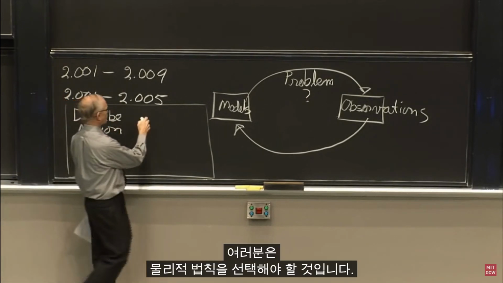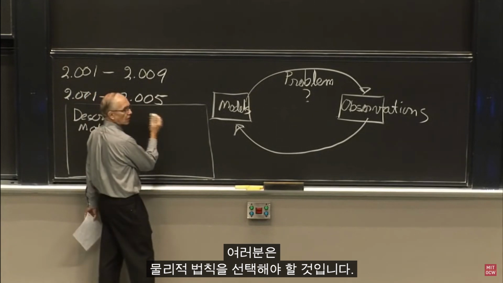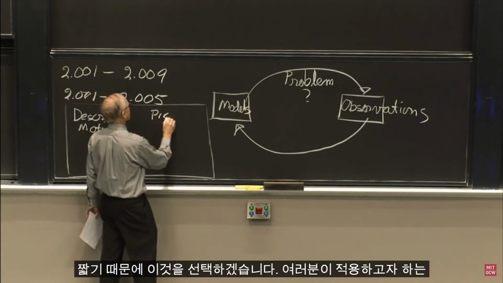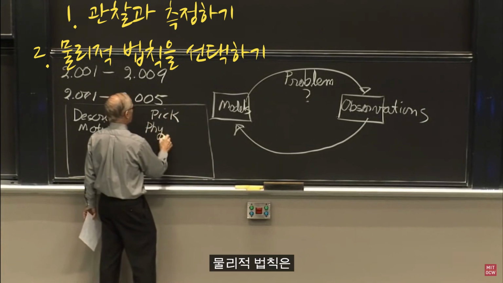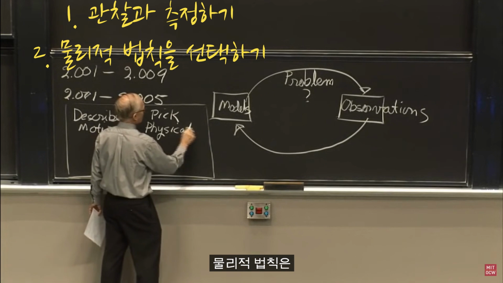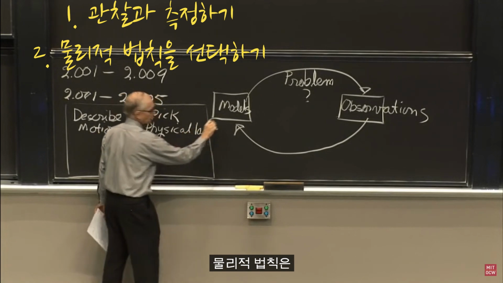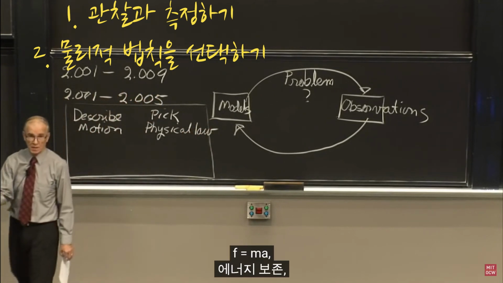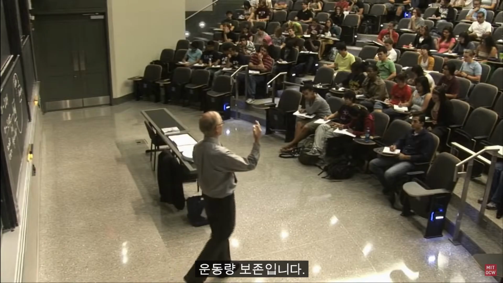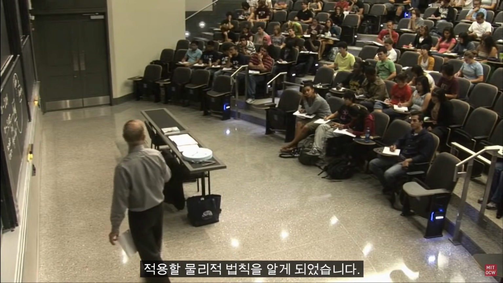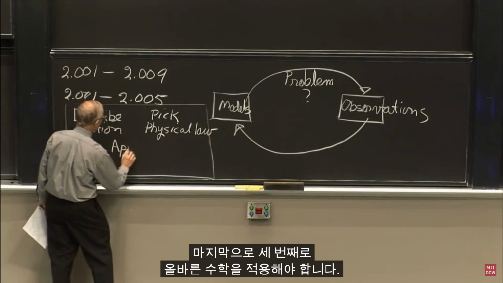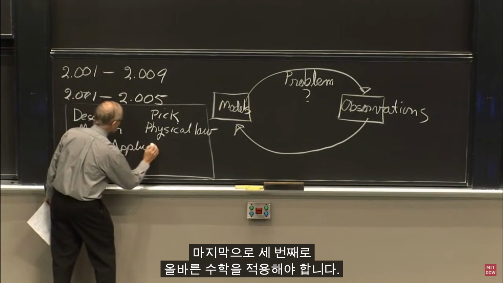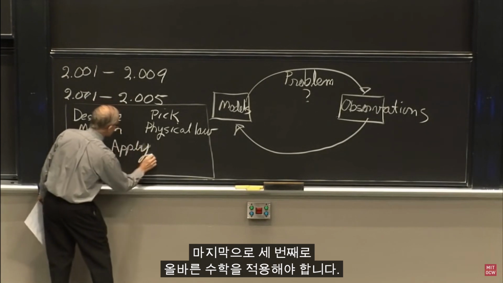You're going to need to choose the physical laws, pick, I'll call it because it's short, the physical law that you want to apply, like F equals ma, conservation of energy, conservation of momentum. You got to know which physical laws to apply. And then finally, third, you need to apply the correct math.